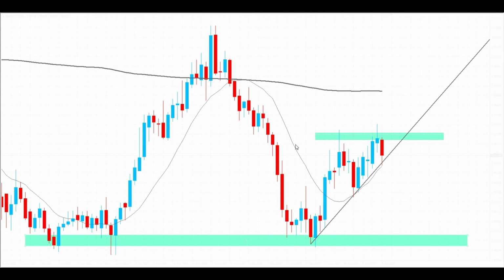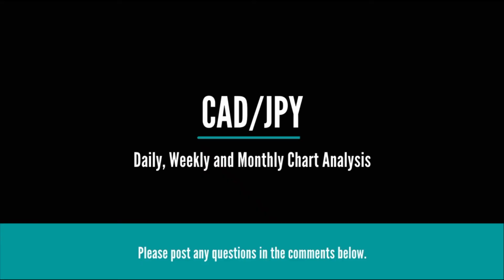But on the opposite side, if you do see a break of the resistance, that would then act as support and could be taking some retests and aiming for that 200 moving average up there on the daily chart. Up next, we've got CAD JPY.